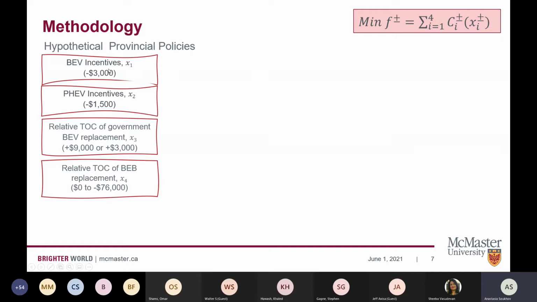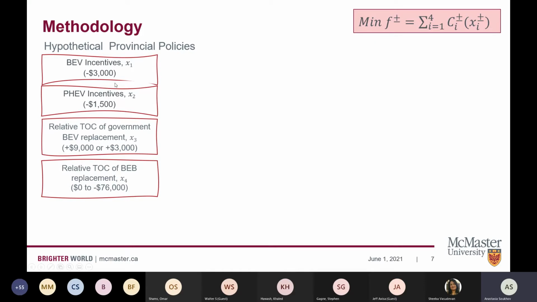So just to be brief, these are the 4 policies I considered. BEV incentives and PHEV incentives refer to battery electric and plug-in hybrid electric incentives. This is from the perspective of Ontario, assuming that we will reintroduce, support, and pay for these policies. So what will be the 10-year cost of all of these policies to get to a greenhouse gas emission goal?